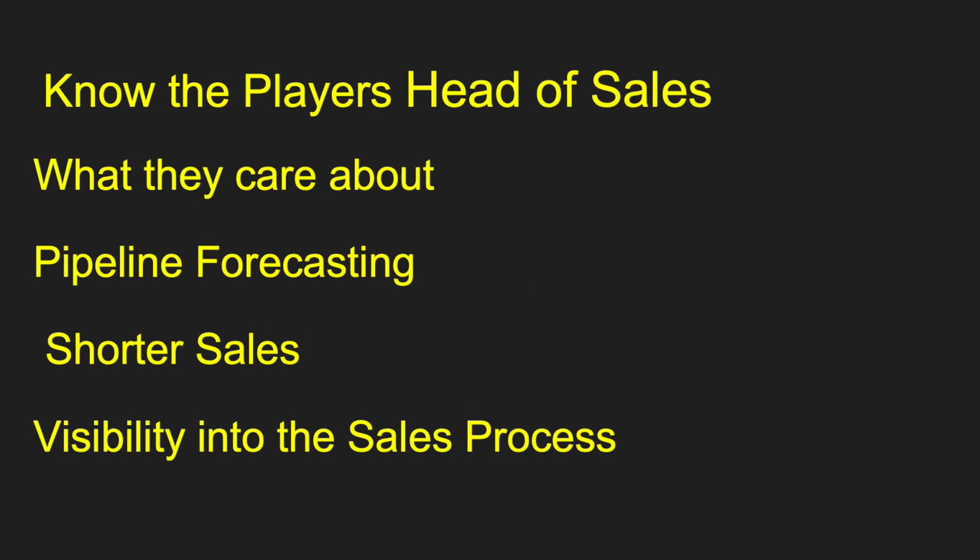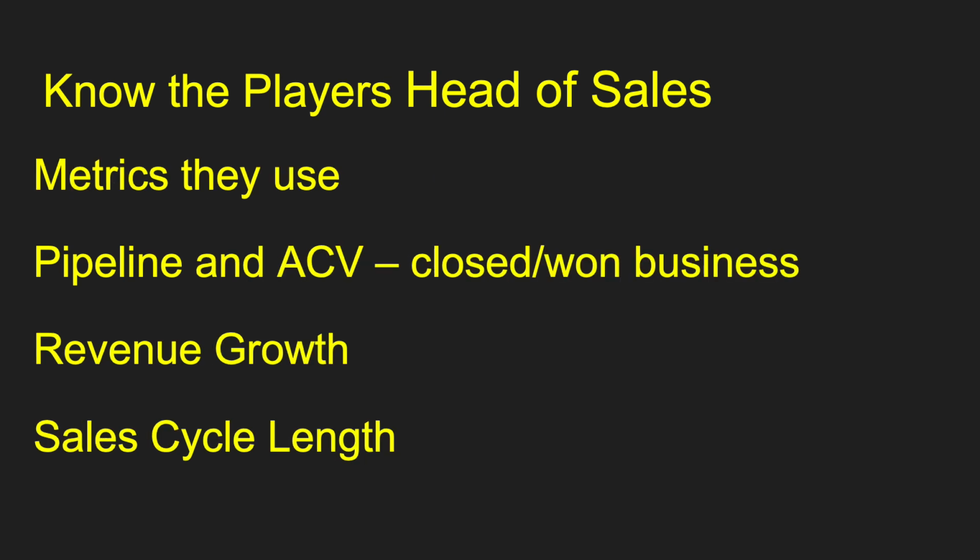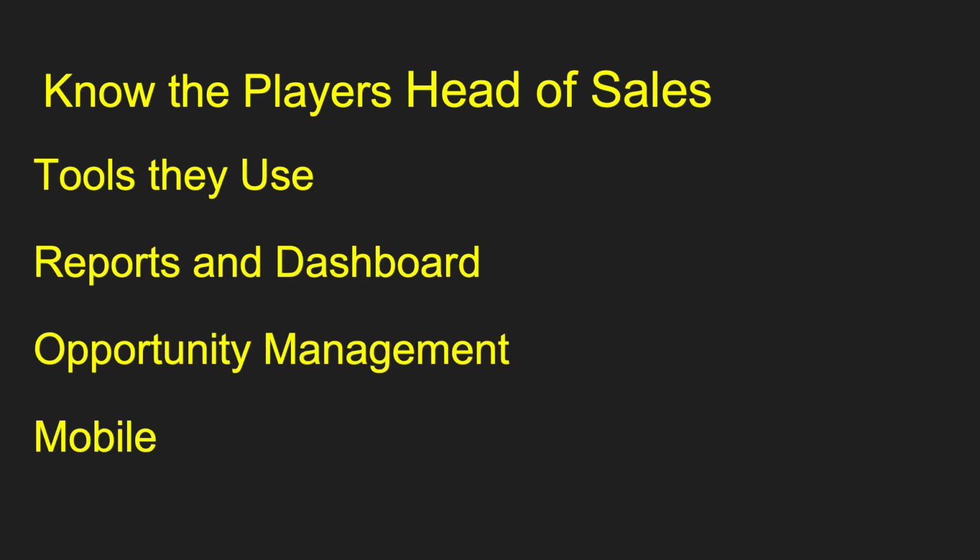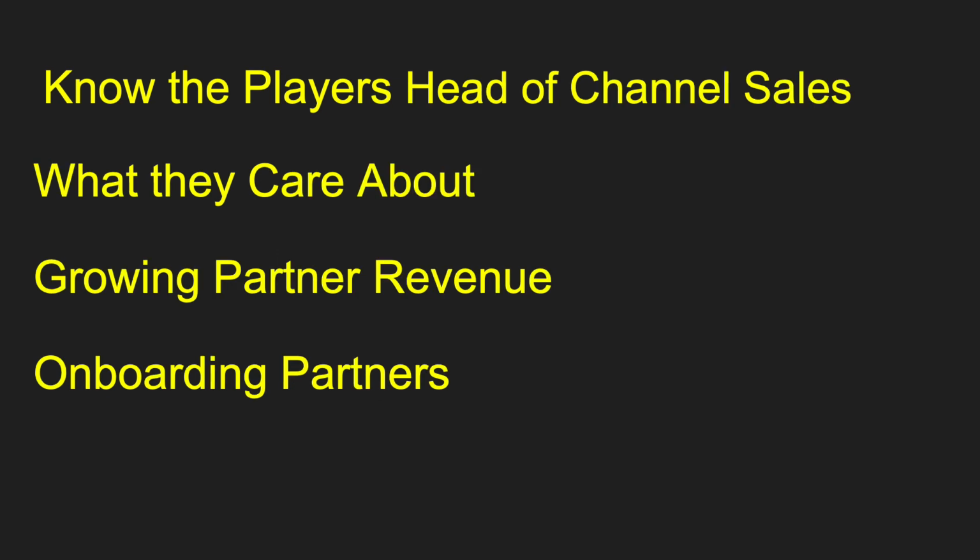All right, let's get to know the players. The first one we're talking about is the head of sales. What they care about is pipeline forecasting, shorter sales cycles, and visibility into the sales process. The metrics that they use, they care about pipeline and ACV, your closed won business, revenue growth, and the sales cycle length. And the big thing here are the tools they use within Sales Cloud. They use reports and dashboards, opportunity management, and of course they use their phone to manage those deals on the go.